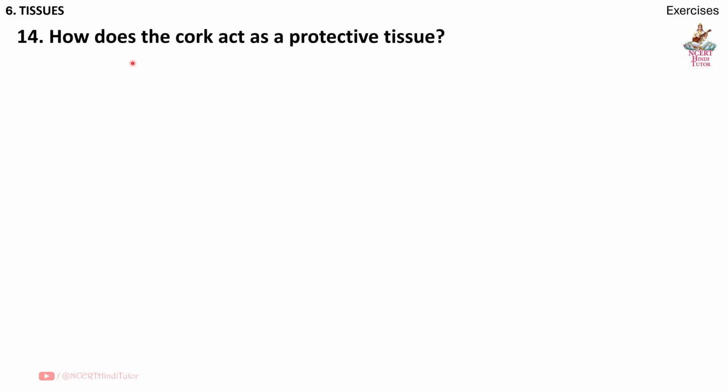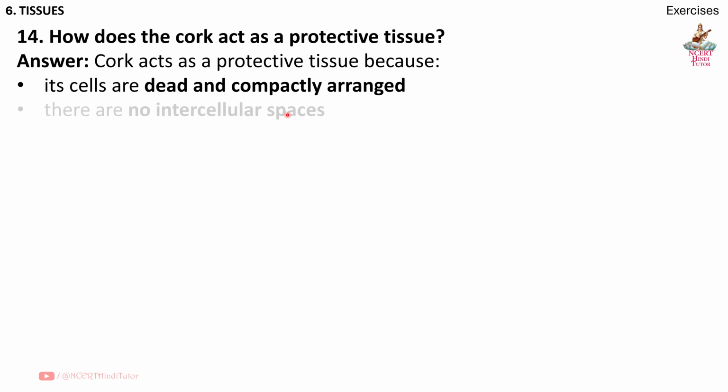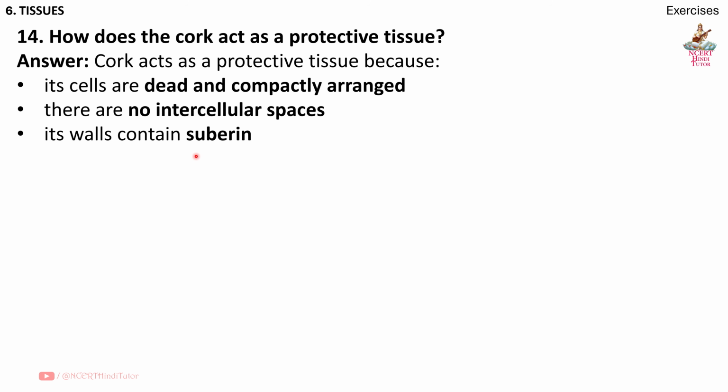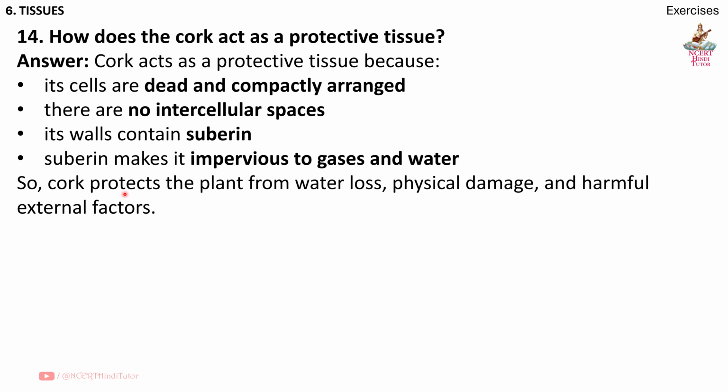Question 14. How does the cork act as a protective tissue? Answer: Cork acts as a protective tissue because its cells are dead and compactly arranged. There are no intercellular spaces. Its wall contains suberin. Suberin makes it impervious to gases and water. So cork protects the plant from water loss, physical damage and harmful external factors.